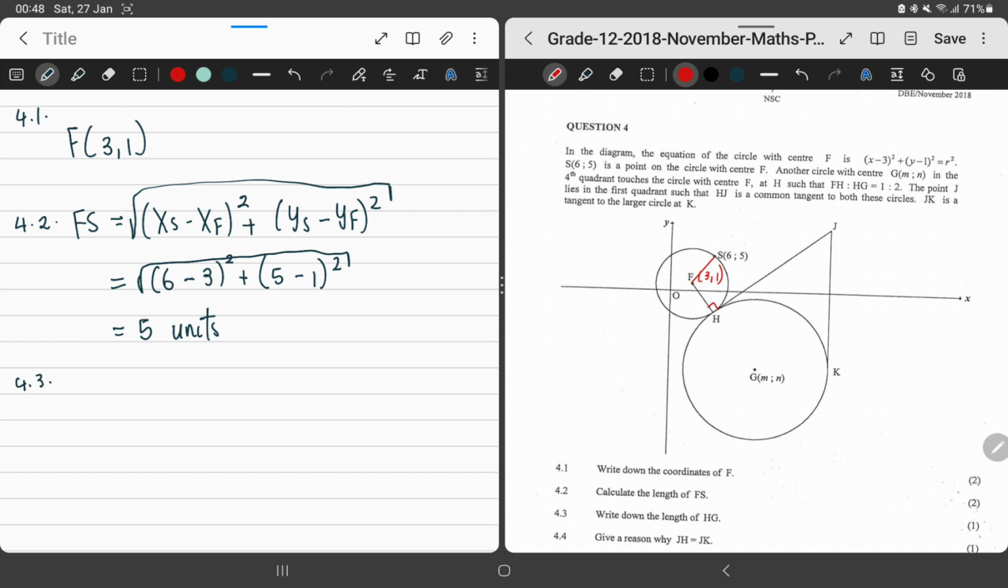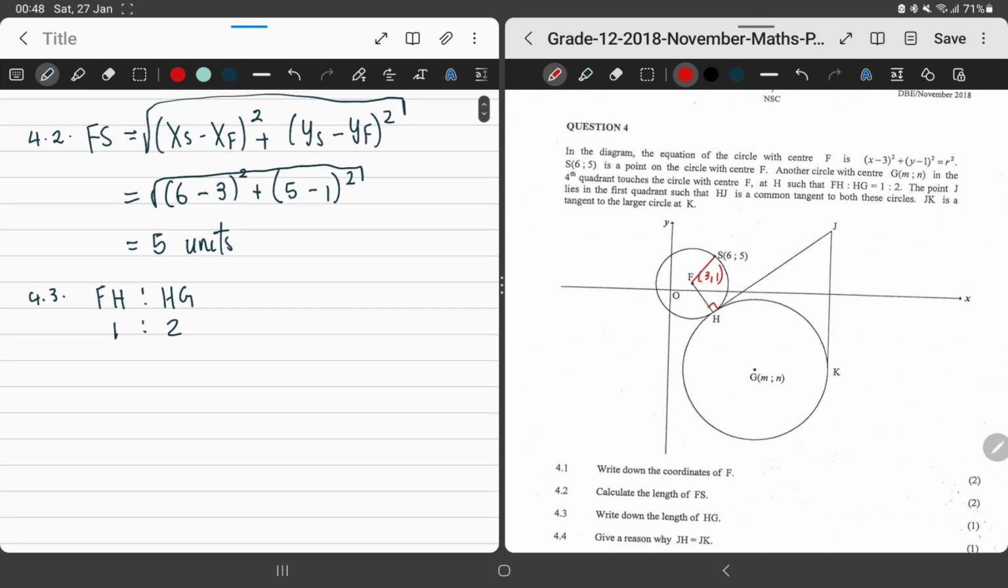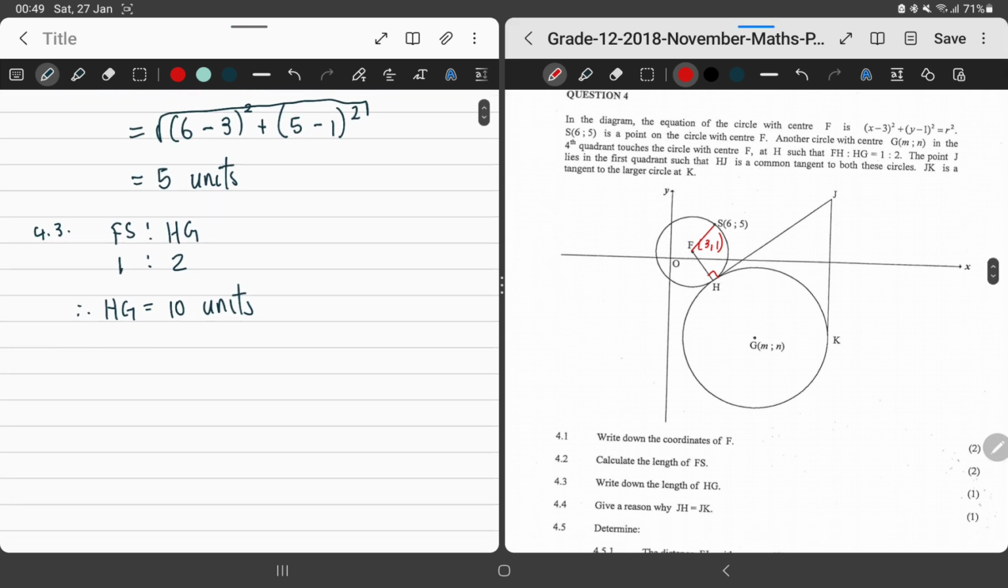4.3. Write down the length of HG. We are told that FH to HG is 1 to 2. FH is equal to FS, because FS is the radius and so is FH. This is FS. So it means that the length of HG is equal to 10 units, because it must be 2 times FS.